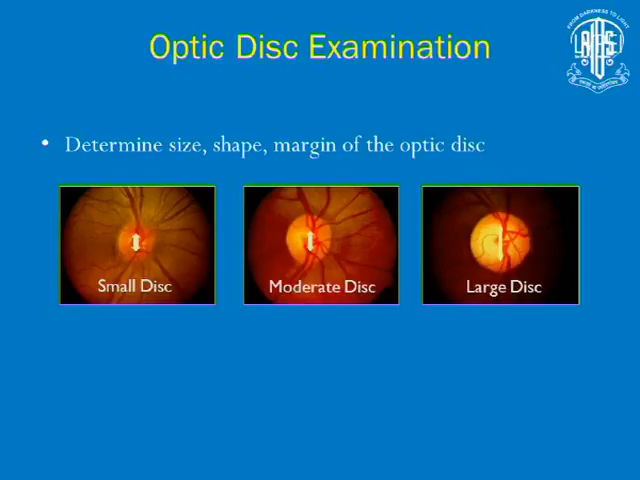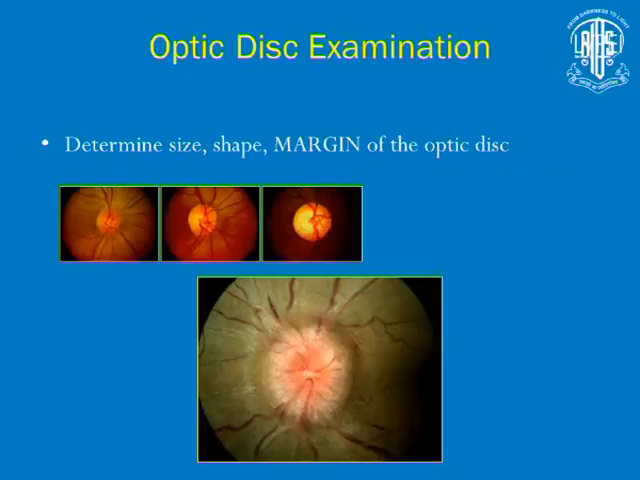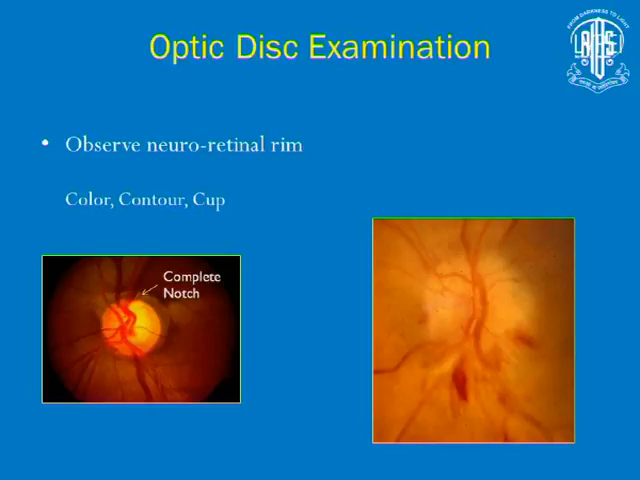So the first thing says size, shape and margin. What is more important for us is the margin. See that this disc has a blurred margin, and that is one important sign of true optic disc edema. Next thing, we look at the neuroretinal rim, and the neuroretinal rim, what is more significant for us for this topic is the color of the rim. See that this rim is pale, and we also need to see the cup. If the disc is small, the cup is obliterated.